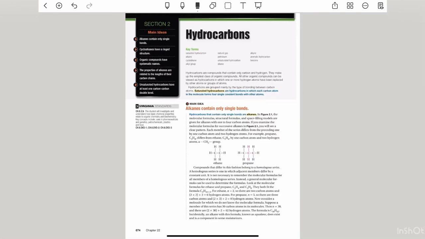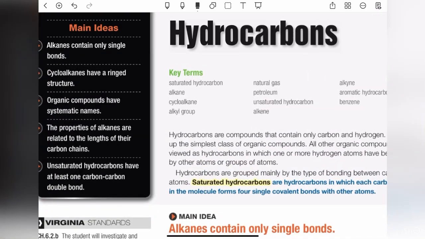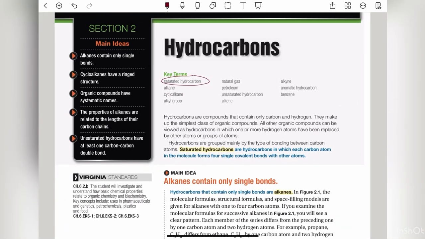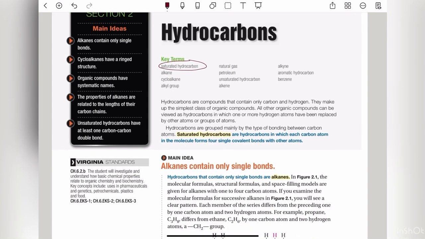Welcome to Section 2 of Chapter 22, Organic Chemistry. This section will have two videos dedicated to it, and in this one we will talk about saturated hydrocarbons. Alright, so as always we'll go through key terms and main ideas as we go through the lesson.